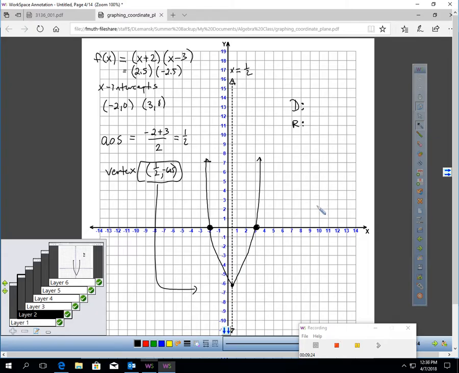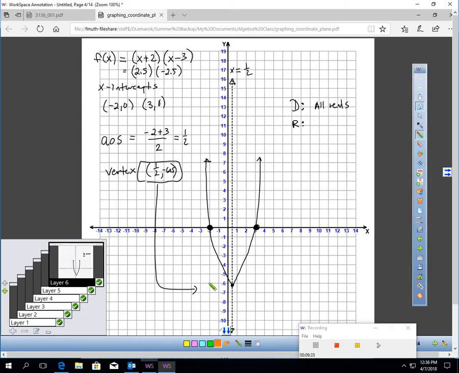I now need the domain and range. I can plug anything in for x. My domain is all reals. The range, can you see in the picture? The lowest my graph goes is negative 6.25, and it just keeps on rising. So my range would be y is greater than or equal to negative 6.25.